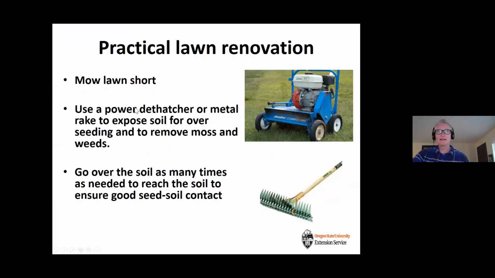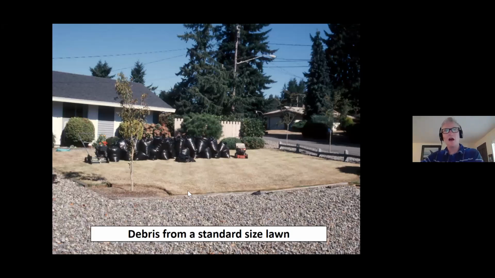So practically speaking, with dethatching, you're going to want to mow it very, very short. And then I would recommend renting a power dethatcher, or if you have a very small area, you could use a rake like this. And then you're going to go over it as many times as you need to expose the soil. The thing about dethatching is that you're going to generate a lot of biomass. So this is a dethatching machine right here, and all these bags, let's call it 25 bags full of thatch, have been removed from just this, let's call it 1,000 square foot lawn. So it's a lot of material that you're going to remove.